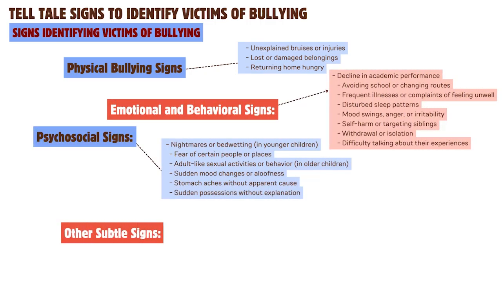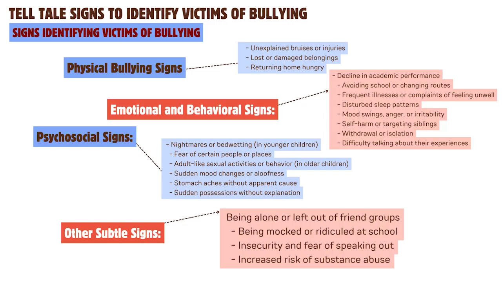Telltale signs to identify victims of bullying. Physical bullying signs. Unexplained bruises or injuries, lost or damaged belongings, returning home hungry. Emotional and behavioral signs. Decline in academic performance, avoiding school or changing routes.